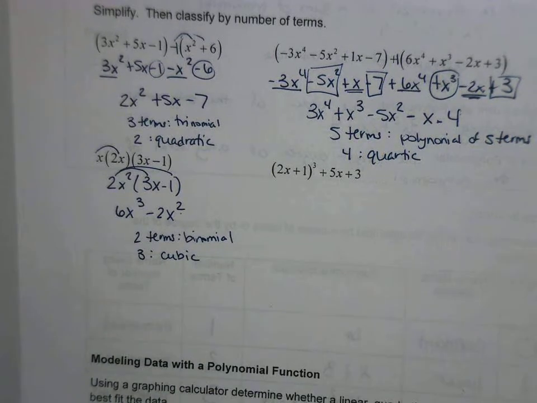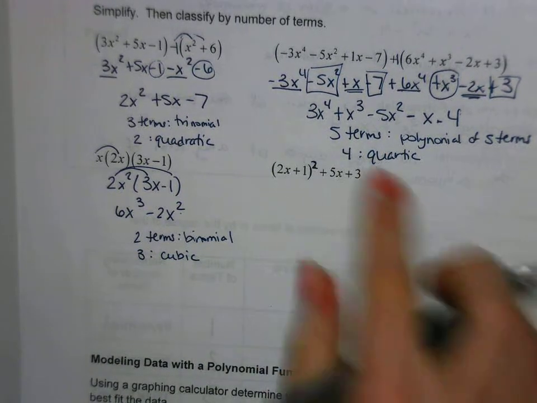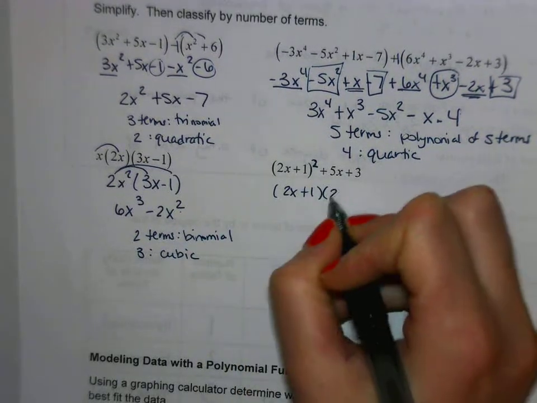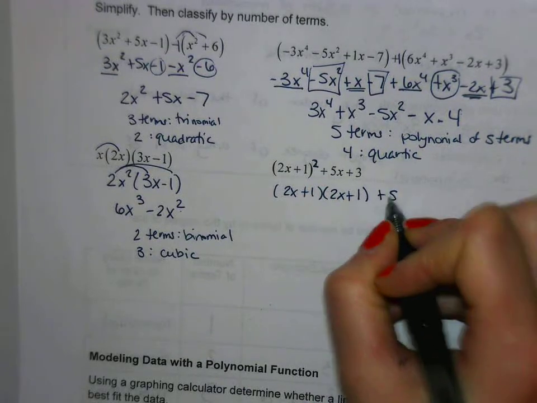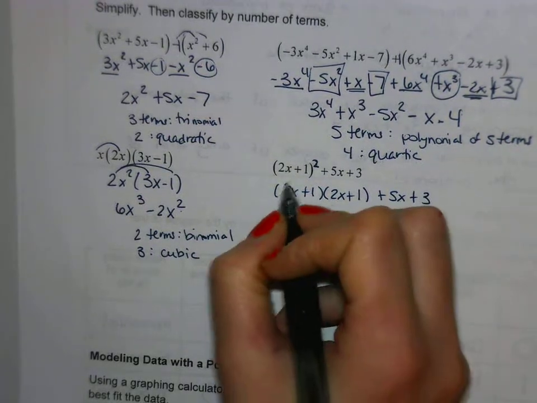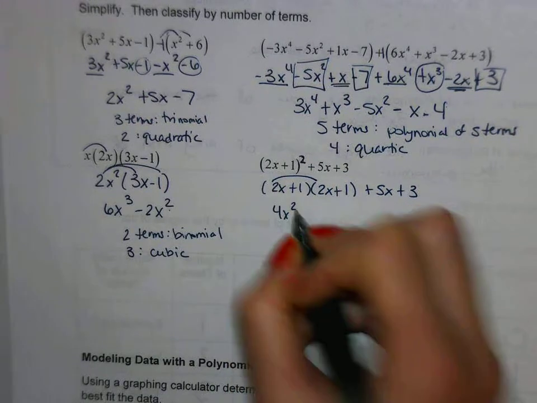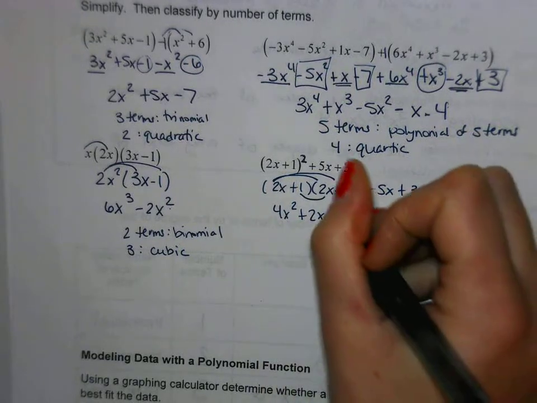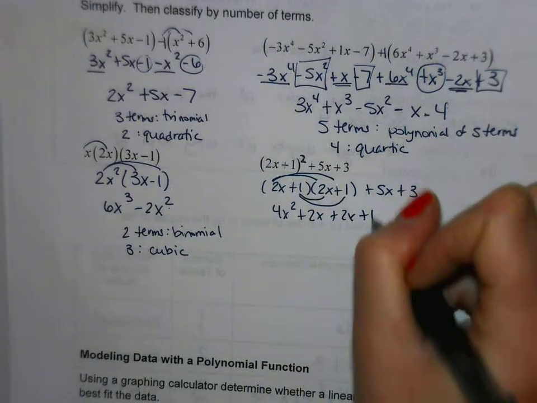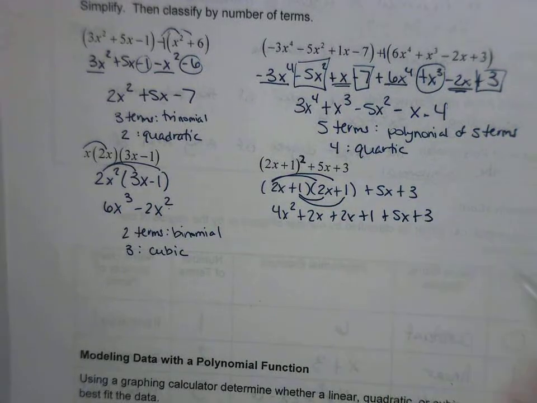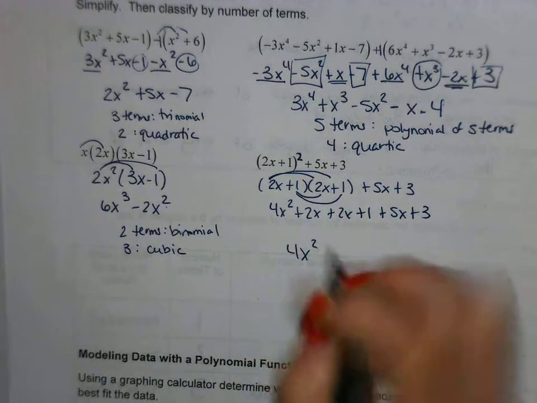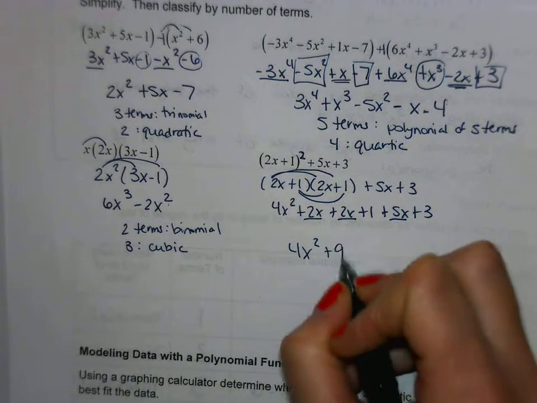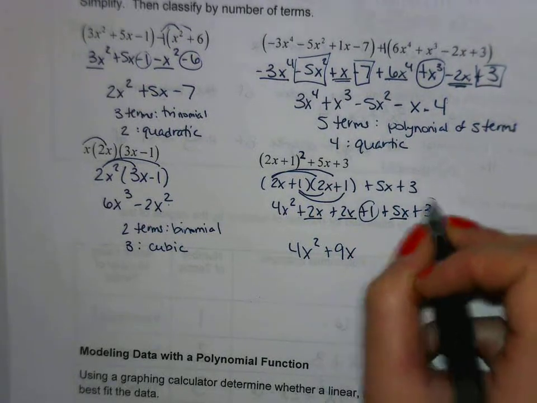Before we start, I'm going to change this to a power of 2. So that means we have 2x plus 1 times 2x plus 1 plus 5x plus 3. So if we FOIL, 2x times 2x is 4x squared. 2x times 1 is 2x. 1 times 2x is 2x. And 1 times 1 is 1. And we still have our plus 5x plus 3. So if we combine our like terms, 4x squared has nothing to combine with. 2x plus 2x is 4x, plus 5x is 9x. And 1 plus 3 is 4.